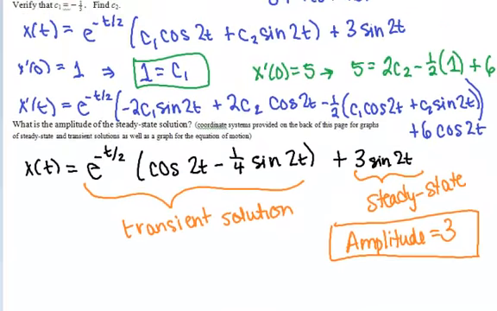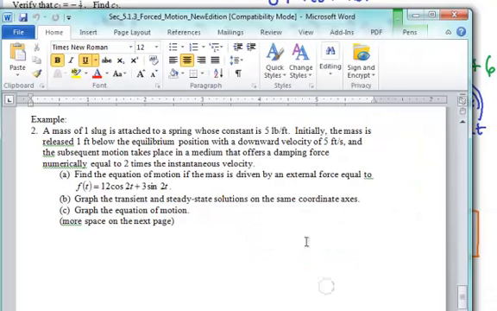And then I think it was just, yeah, let's look at the notes. Okay, find the equation of motion. Graph the transient and steady state solutions. The only reason I asked for amplitude was to choose a window on the graph, and then graph the equation of motion. The equation of motion is the whole solution, x of t. I've labeled the transient and steady state. So you can do this on your graphing calculator and then transfer.